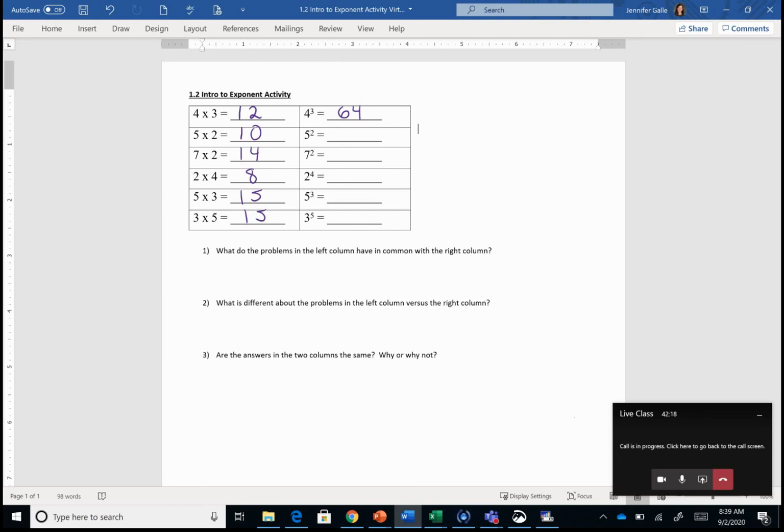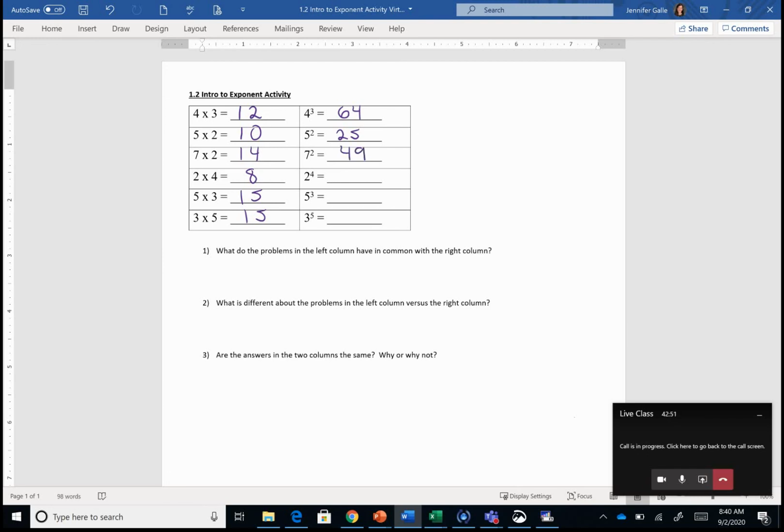All right, so 4 times 3 was 12. Then we saw 4 to the third power. Well, that's 64. 5 times 2 is 10. 5 to the second power, what did you guys find out? 25. 7 times 2 was 14. But now when I use the exponent, 7 to the second power, I get 49.